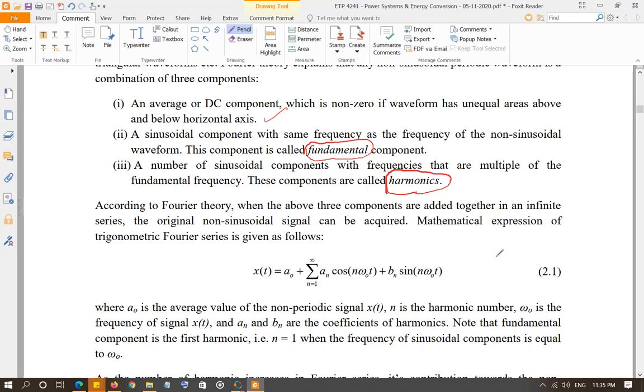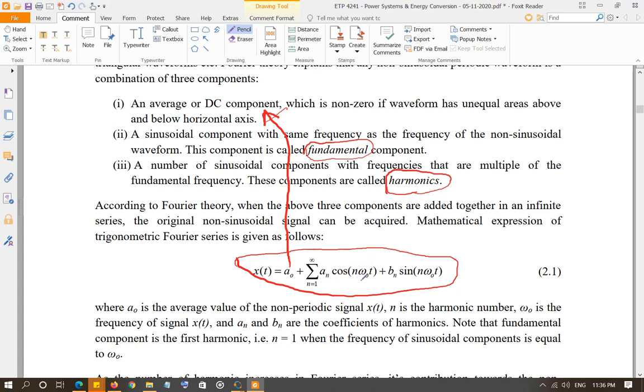Now there are three different equations or three different ways you can calculate the Fourier series of any function, and I'm introducing only the first one, which is called the trigonometric Fourier series. So this is the trigonometric Fourier series right here. x(t) is your original periodic waveform, a0 is your DC component, and then if n is 1, that is your fundamental component, and if n is 2, 3, 4, those are your harmonics, the second harmonic, third harmonic, fourth harmonic, and so on and so forth.